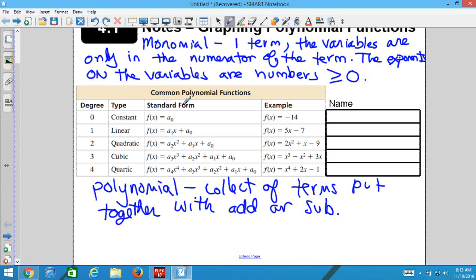There are other names that we're not going to write down. But you're more than welcome to look them up on the internet if you're curious. This degree over here comes from the first term, the exponent on the variable. The highest exponent on the variable. That's where the degree comes from. So you'll see it matches, like cubic, the degree is 3. Quartic, the degree is 4. It matches that first exponent when it's in standard form.